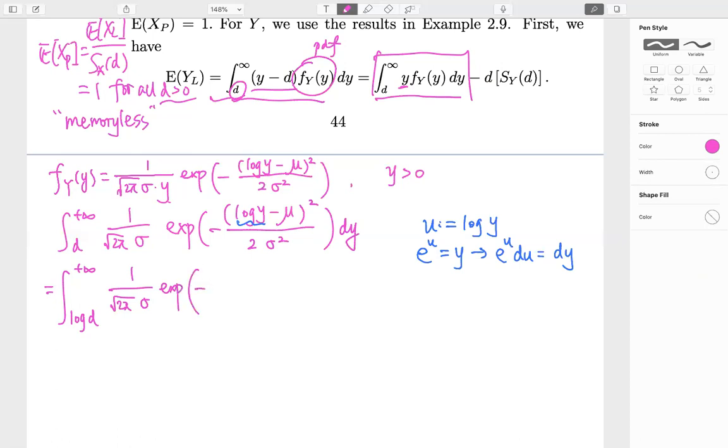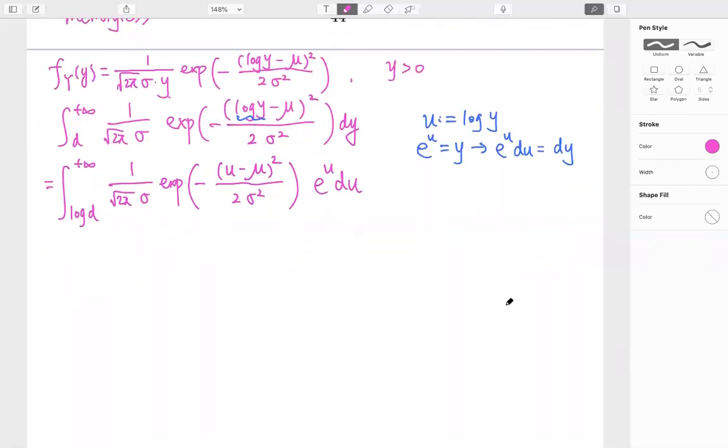The exponential now becomes u minus mu. Be careful, u and mu somehow look similar. So now I replace dy. dy will be e^u du. So now things look a lot nicer. You just need to open up the entire exponential term. So let's put it in exp.